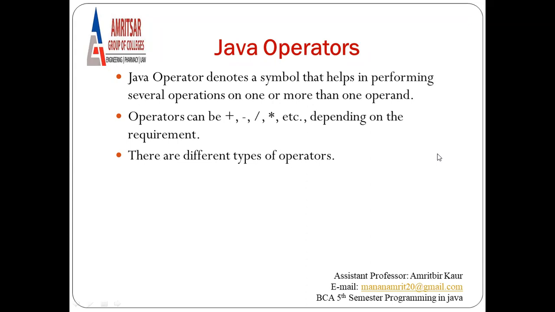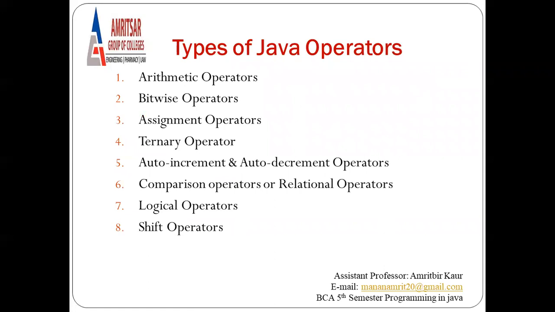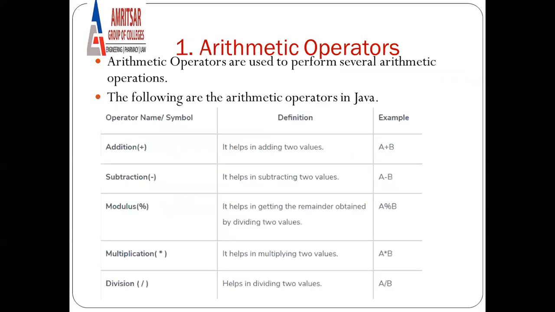There are different types of operators like arithmetic operators, bitwise operators, assignment operators, ternary operator, we can say conditional operator, auto increment and auto decrement operators, comparison operators, logical operators, and shift operators. So now we will study each one by one.